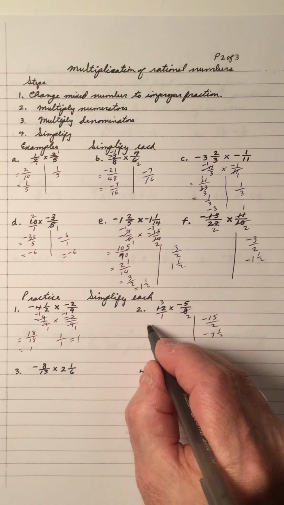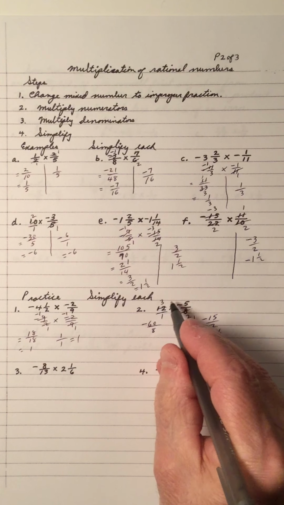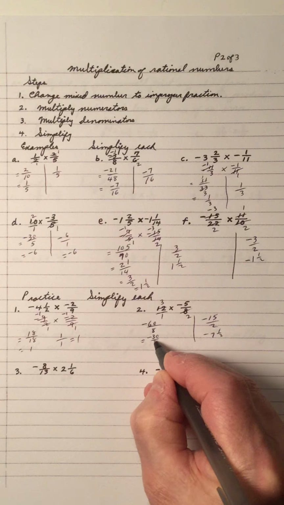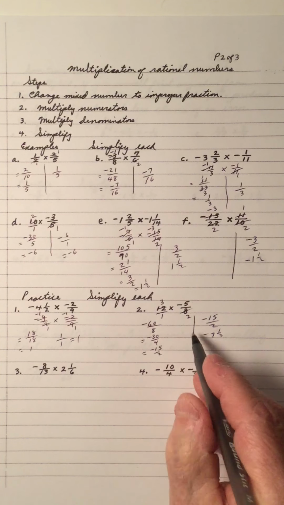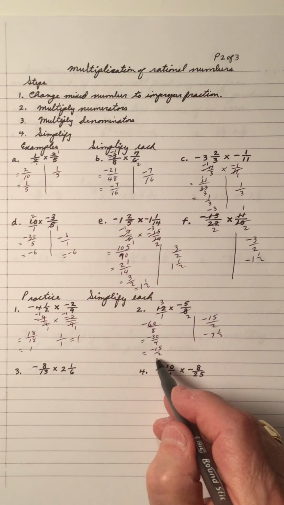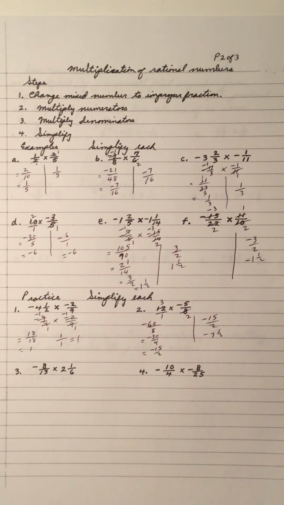Now if you want to multiply this out, you get a negative 60 over 8. And break it down, that's a negative 30 over 4. Break it down, negative 15 over 2. So you multiply to get 60 and 8. Now you have to divide by 2 and divide by 2 to break it down. So why not, again, cancel. Cancel when you're multiplying fractions.